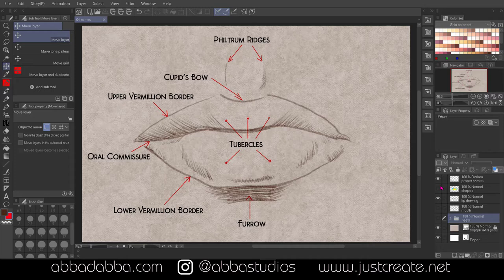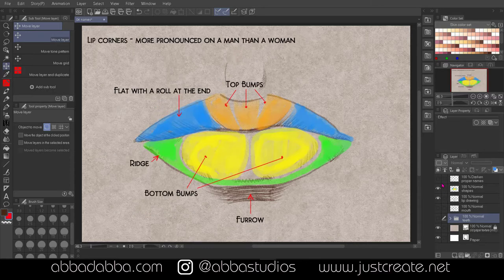There are a lot of names with big words. How about we make this easier and think of them as shapes? The top bump, the sharp edge, flat with a roll at the end, the roll you mostly see when you're using tone, the ridge, bottom bumps, lip corners. These are more pronounced on a man than on a woman, and the furrow.